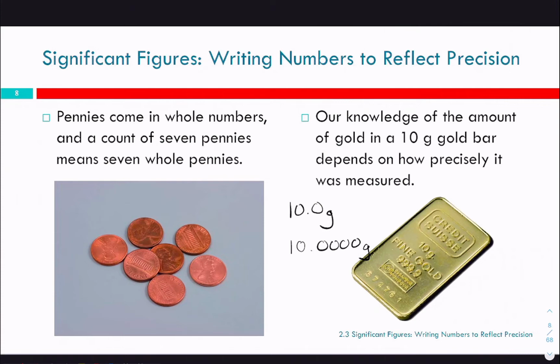And you also wouldn't want to say that it's just 10 grams, because now you're losing precision. Now somebody could look at that and say, well, is it 10.1? Is it 10.2? Is it 10.9? So what we're doing with scientific notation is representing the precision of the instruments that we're using.